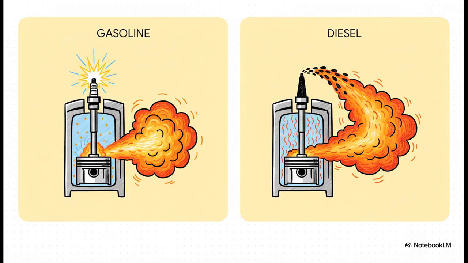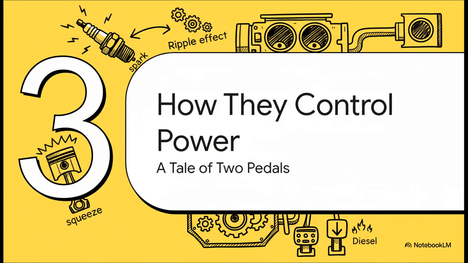A diesel engine, though, is a compression ignition engine. It does something totally different. It starts by taking in only air. Then it squeezes that air so hard that it gets incredibly hot. You know how a bicycle pump gets hot when you use it. Same idea, but way more extreme. And it's only then, into that superheated air, that it injects the fuel, which instantly bursts into flame. No spark plug necessary. And this one single difference, spark versus squeeze, has a massive ripple effect on how the rest of the engine works, right down to what happens when you press the accelerator pedal.